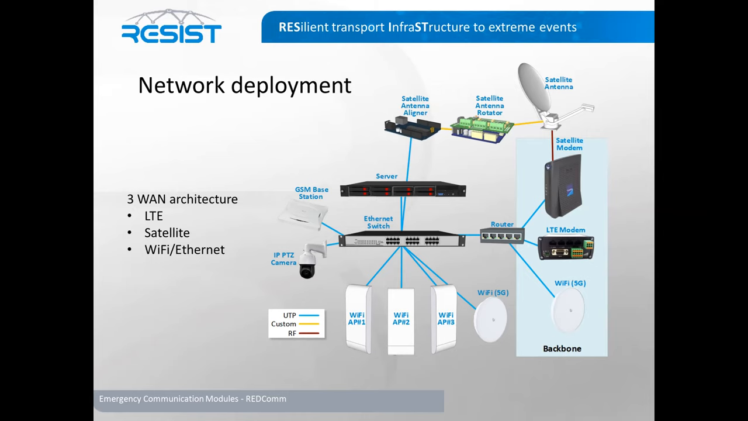Additionally, on top of the REDCOM, we have an IP camera that we can use to view from a higher ground, and also a GSM base station that can provide cellular coverage to mobile phones in the nearby area. The access points, the camera, and the GSM base station are mounted on a mast that can reach 9 meters height. This mast is retractable for easier transportation.